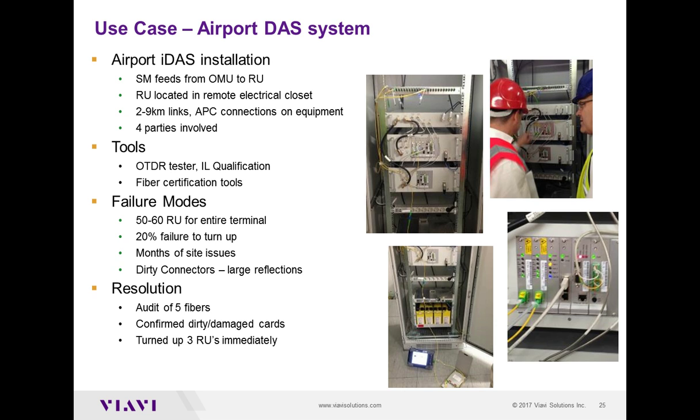Now, let me talk about a use case. This is an airport in-building DAS that was being installed. So single mode fiber was going to the remote units. Remote units were located in a remote electrical closet quite far, with about 2 to 9 kilometer links. APC type connections were there on the fiber, and there were 4 different parties involved. So I just wanted to give you the scale.